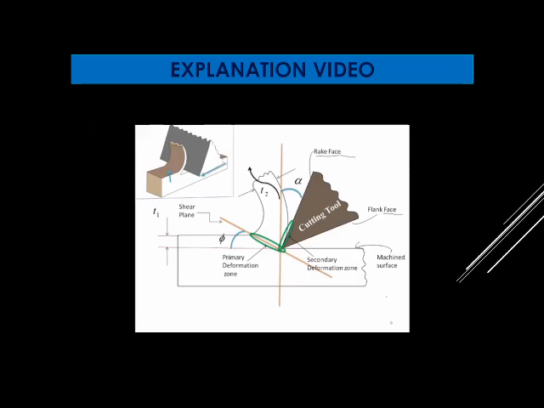So lastly, we have the clearance angle, which prevents the flank face of the tool from rubbing the machined surface. If there is no clearance on the flank face, what will happen? The flank face of the tool will rub against the machined surface and some amount of friction will take place, which will deteriorate the life of the tool as well as the surface finish of the machined surface. So we don't need all these things.